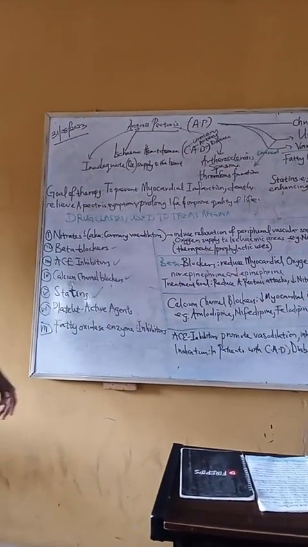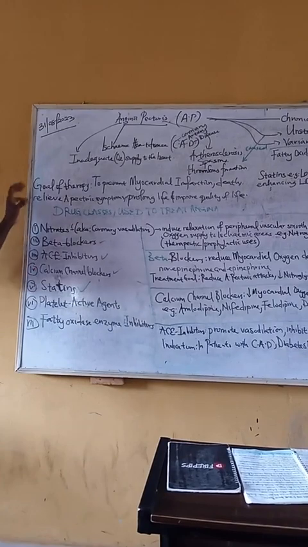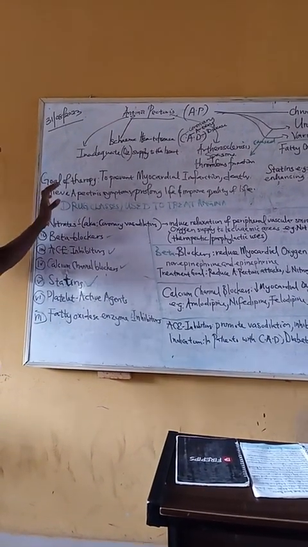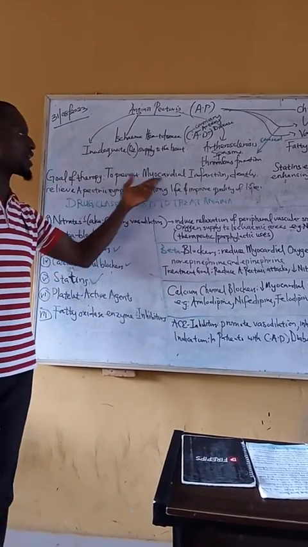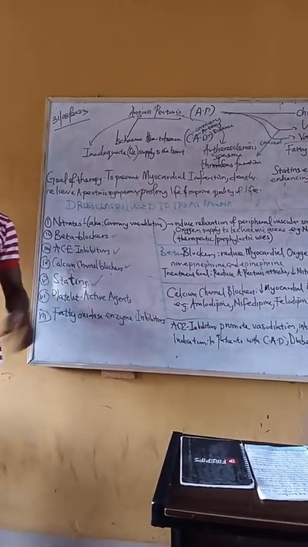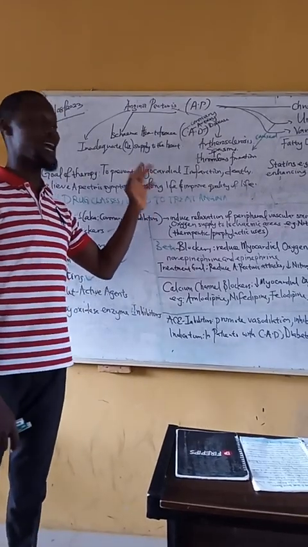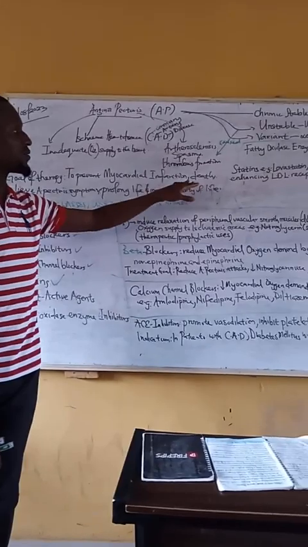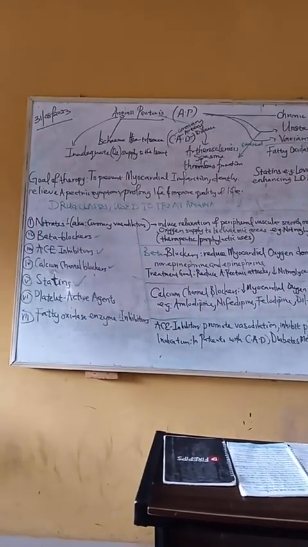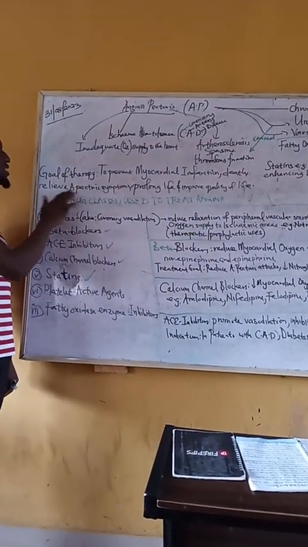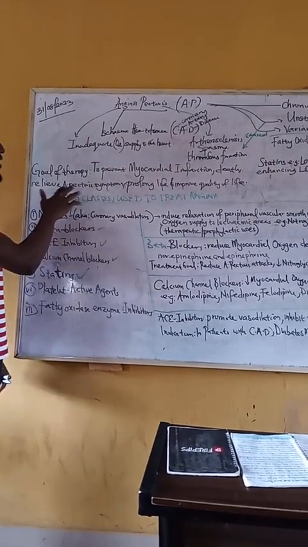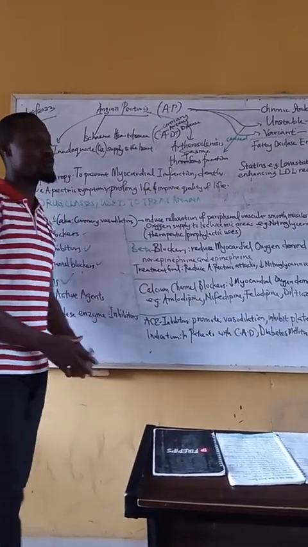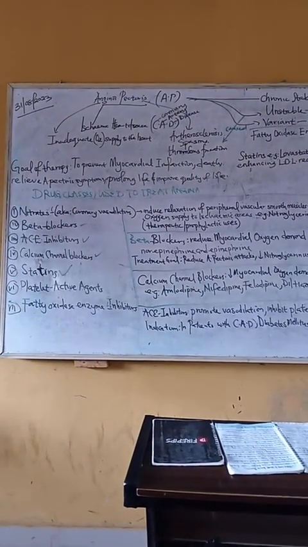Now, before we discuss the drug classes, I would like to discuss the goal of therapy. What would be the goal of therapy? The goal of therapy would be to prevent myocardial infarction, which is a permanent damage to that part of the heart muscle, and then the death of the individual involved. You also want to relieve angina pectoris symptoms by giving some of these drugs. Then you want to prolong life and improve the quality of life of the patient.